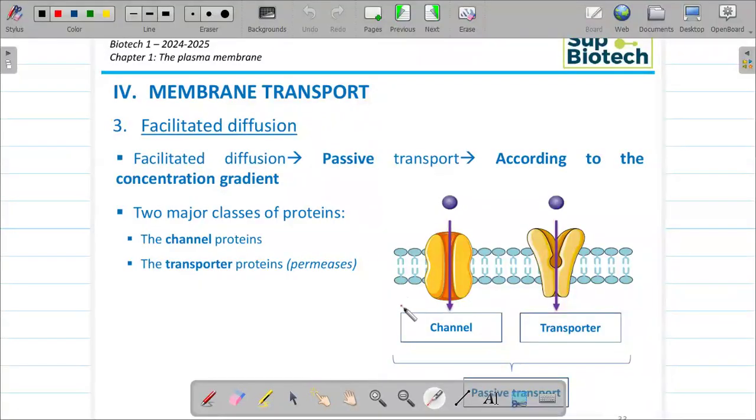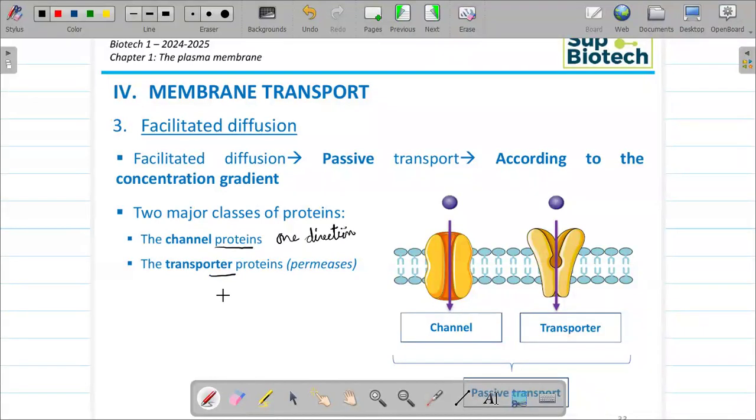So we have channel protein and we have transport protein. In channel protein, the molecules will go along the concentration gradient, but only in one direction. That is, they can enter inside or they can go outside. There's only one direction for the movement of molecules.